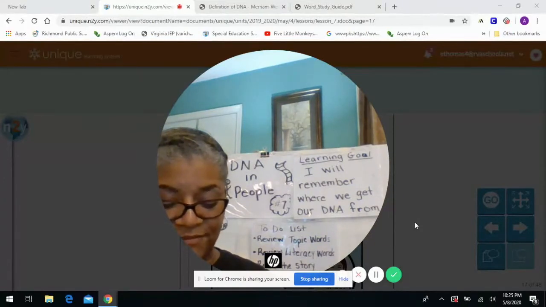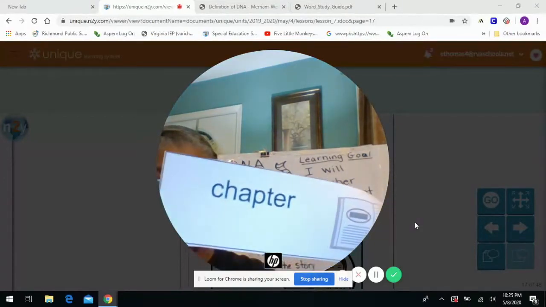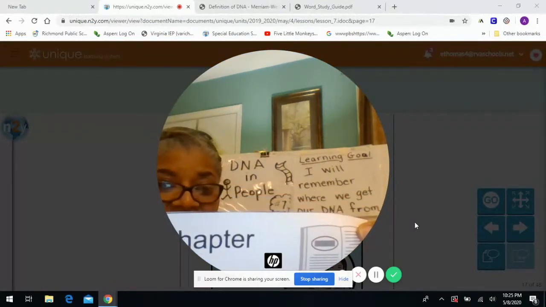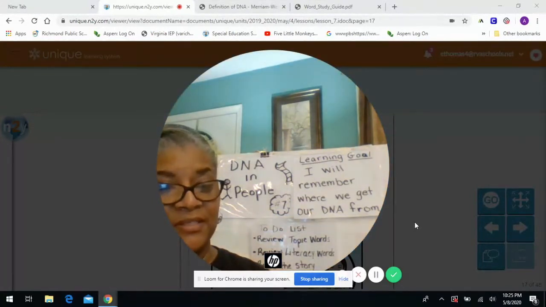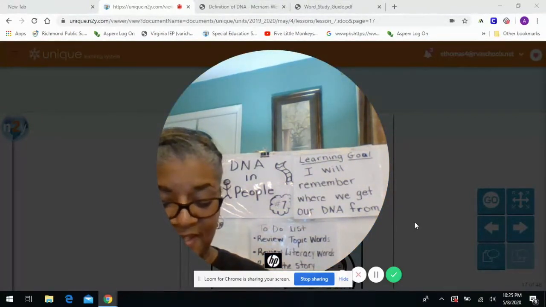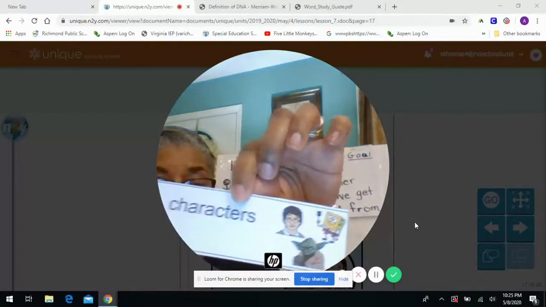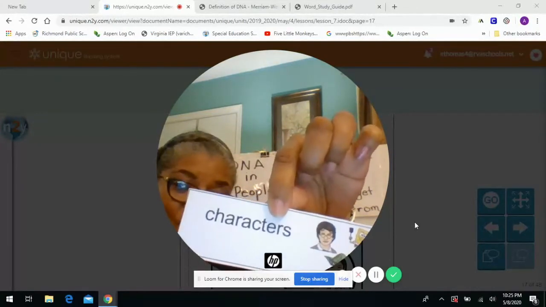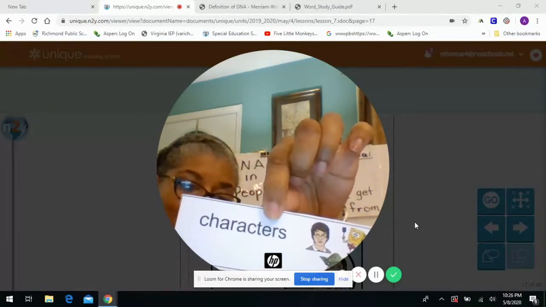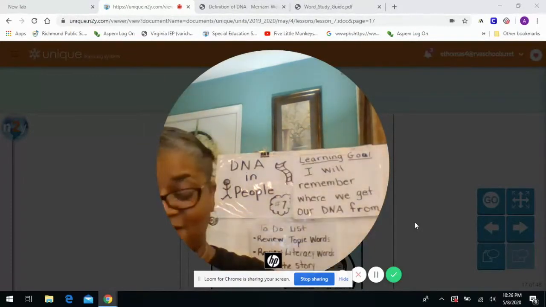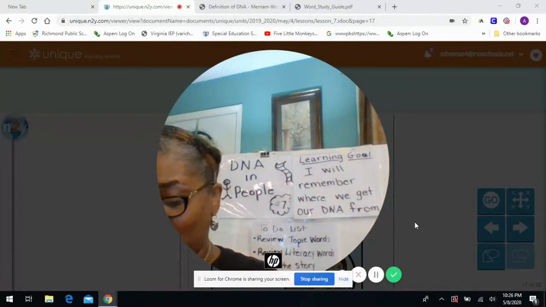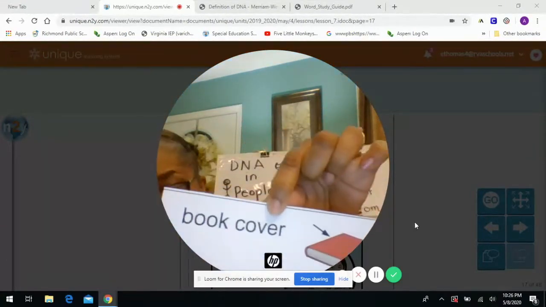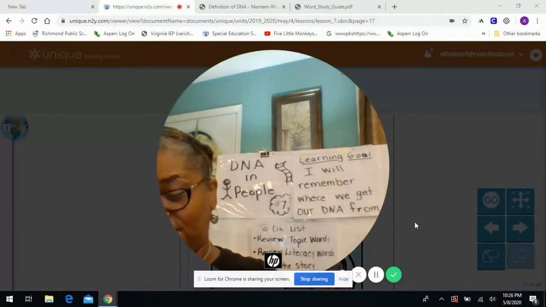And then we have several different chapters. That means a large book is broken into parts. We also have characters. Those are the people or things in the book. Who is the book about? It's about these characters. All righty, very good. We have a book cover. That's the outside of the book. Very good.